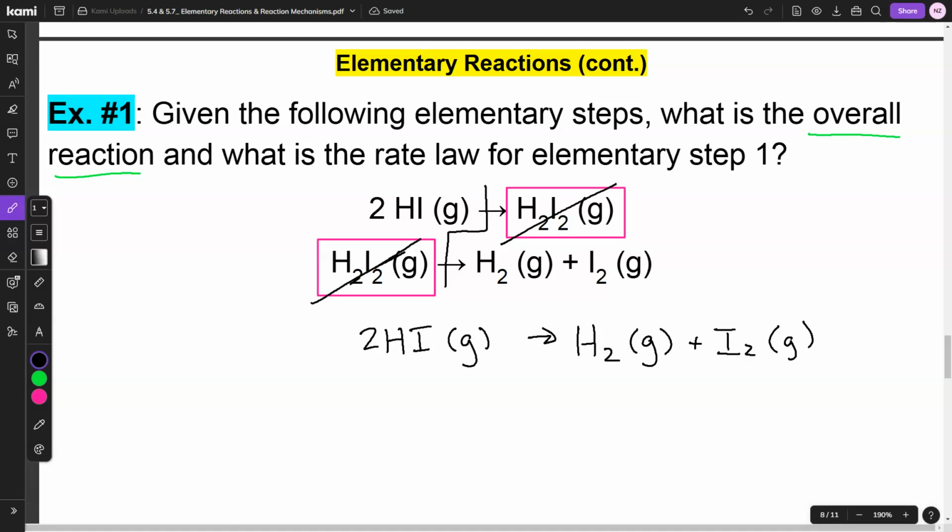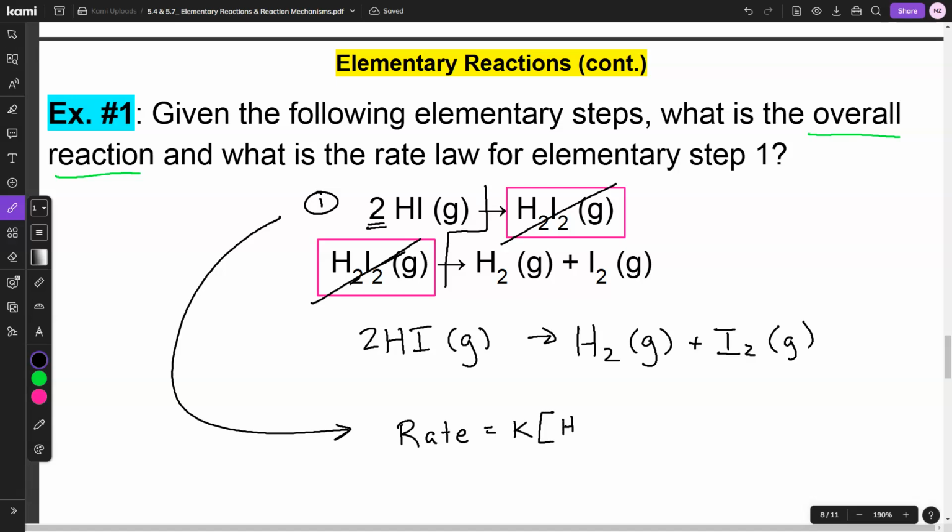Now, the rate law for our first step, so step number 1. To determine the rate law for the first step, I have 2 moles of HI. So my rate law will be the rate constant, times the concentration of HI. Now I have 2 moles of HI that need to collide to make the reaction, so that would make it to the second power.